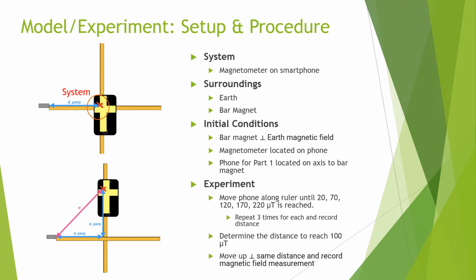Within the actual experiment, we moved the phone along the ruler multiple times until 20, 70, 120, 170, and 220 microteslas was reached, and we repeated it 3 times and found averages for them. Then we determined the distance to reach 100 microtesla, and then moved the phone up perpendicular to that with the same distance and recorded the magnetic field of that measurement, which we used as our 45-degree measurement.